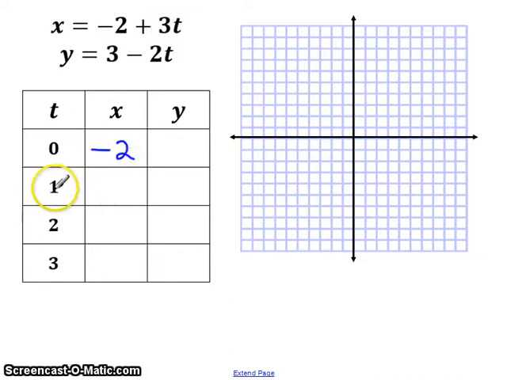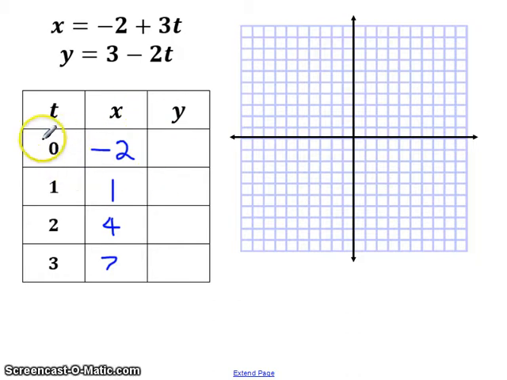Now we plug in t equals 1. We get negative 2 plus 3 times 1. That gives us positive 1. Negative 2 plus 3 times 2. 3 times 2 is 6. Along with a negative 2 gives us 4. And finally, for t equals 3, negative 2 plus 3 times 3 is 9. Negative 2 plus 9 gives us 7.